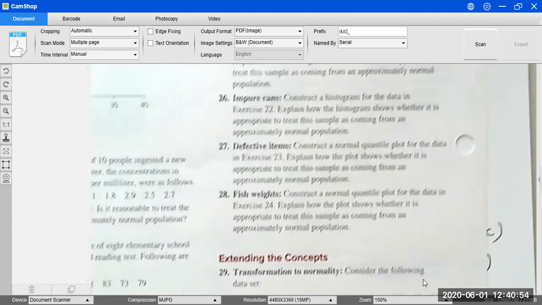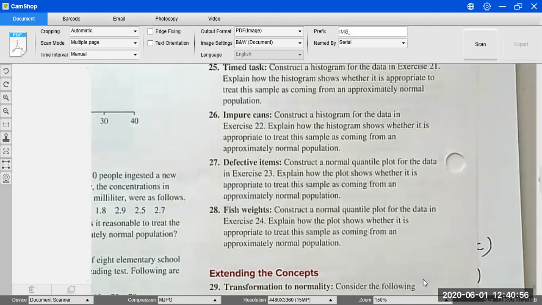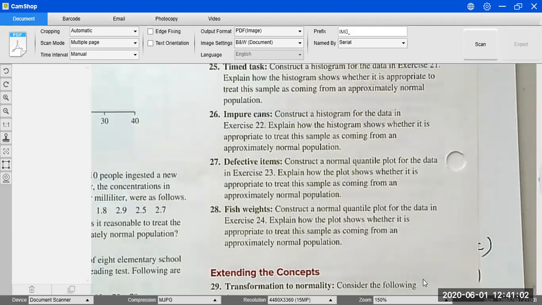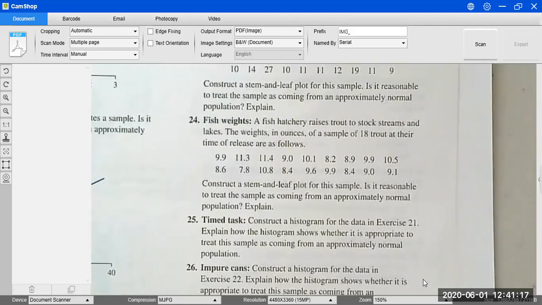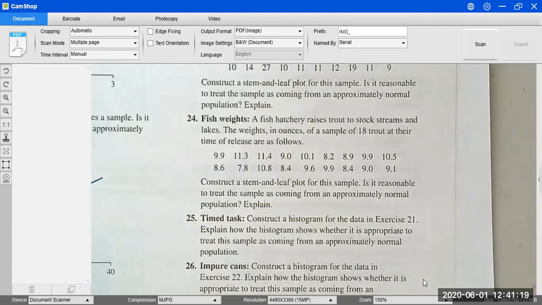So 26 is here. You're going to construct a histogram for the data in exercise 22, and then you're going to see whether the sample comes from a distribution, a population, that is approximately normal. So that's problem 26. Then you're going to need the data set in problem 24 to solve problem 28.